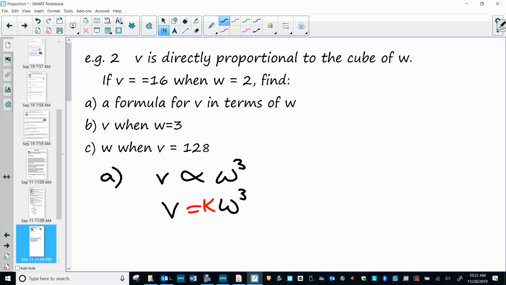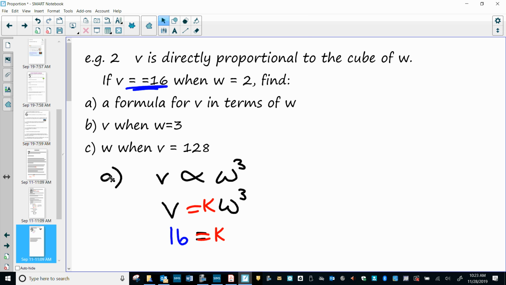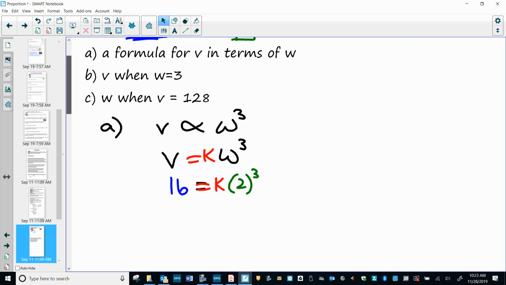Yeah, quick. So V is equal to K W cubed. What do I do now, Debbie? Nice. Which numbers have they given us? 16 and 2. Good. So they told us V is 16. So 16 is equal to K, and then W is 2. So literally subbing in those values, and this is allowing us to find the value of K.